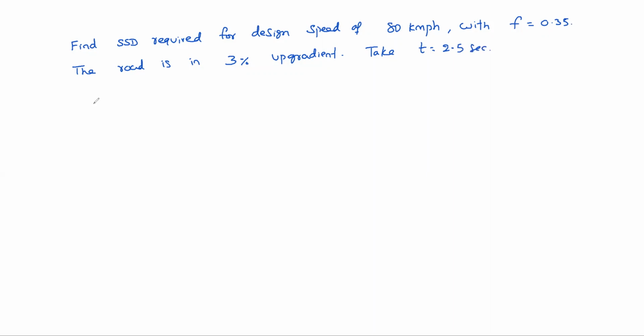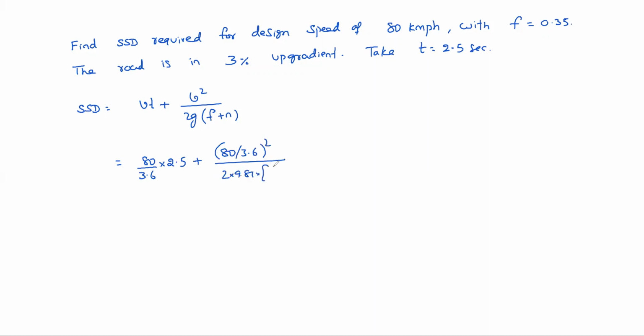So obviously the SSD formula, you know, Vt plus V square by 2g(F plus N), which is equal to V 80 by 3.6 times T 2.5 seconds plus V square, 80 by 3.6 square, by 2 into 9.81 into (F 0.35 plus N). N here is 3%, which means 0.03. Don't forget that, okay? Don't substitute 3 directly. It is 3% means 0.03. So what is the answer?